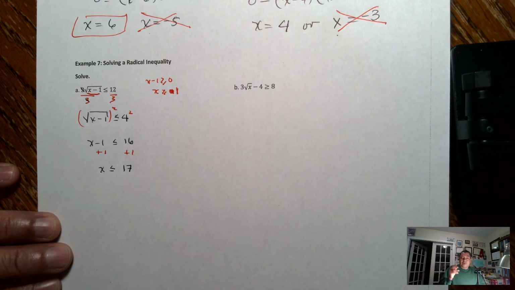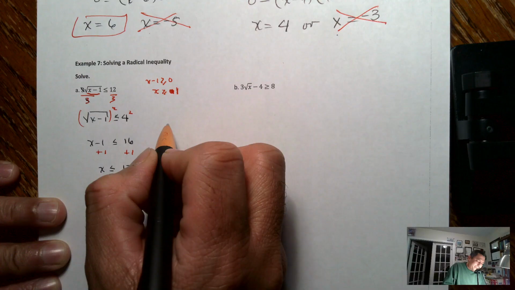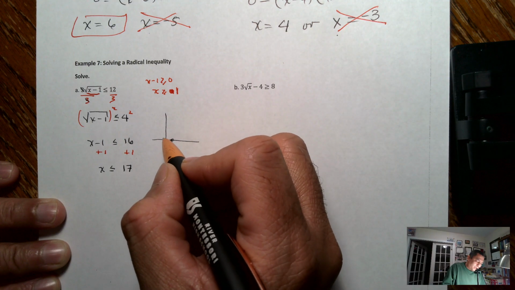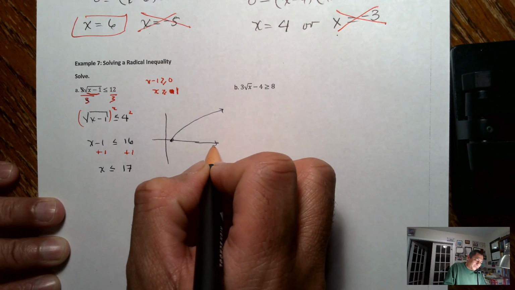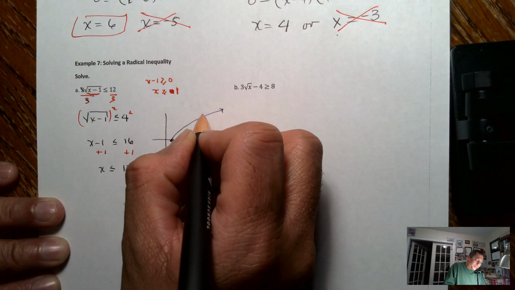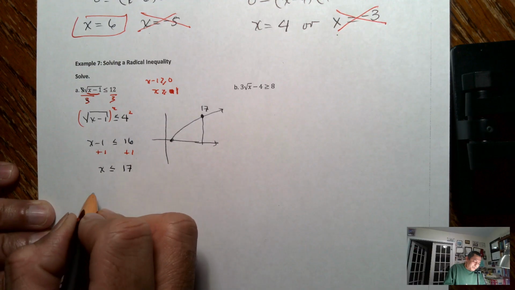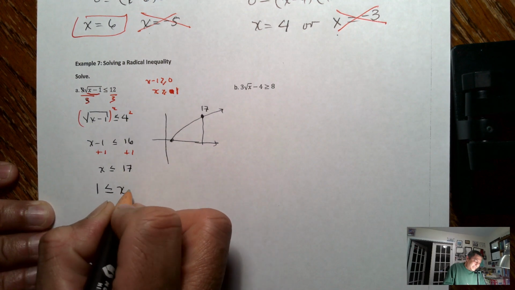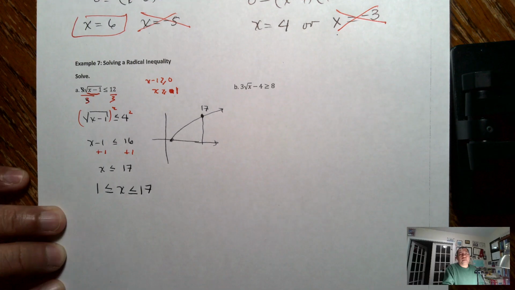But remember that this one combines with the domain. So if we graph this expression, what we will have is something starting at 1, and then it will grow into positive infinity, and at some point here it crosses through 17. And so my solution in this case, I'm going to have 1 is less than or equal to x, and less than or equal to 17. That's going to be my solution for example 7a.